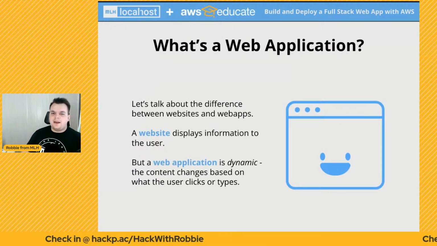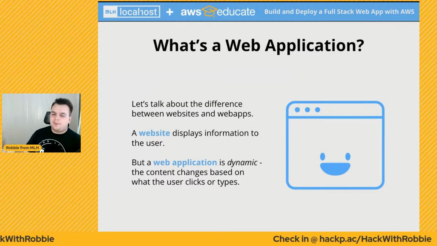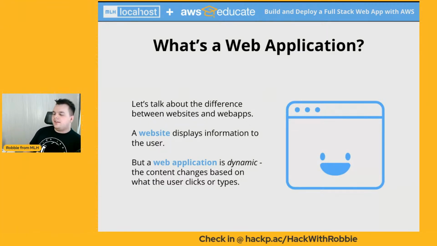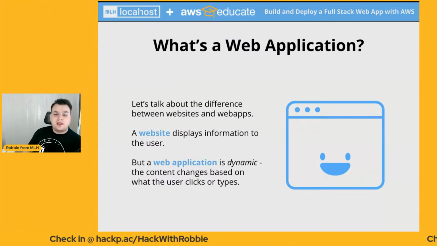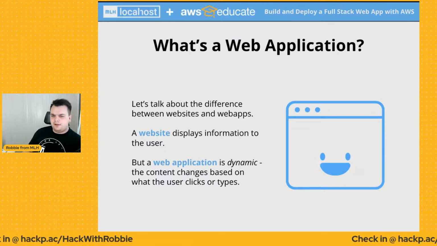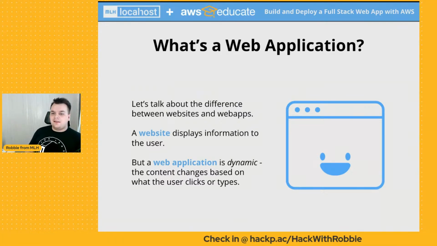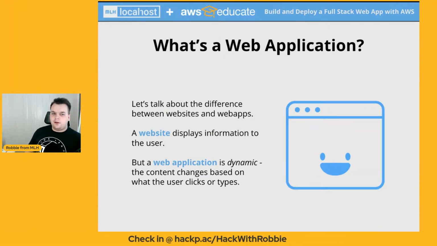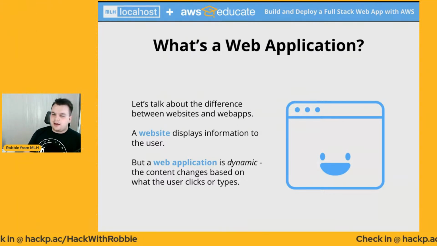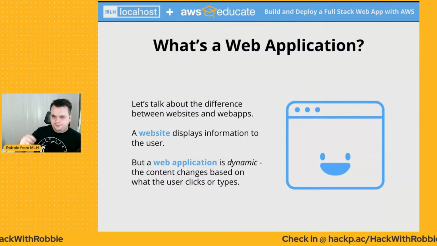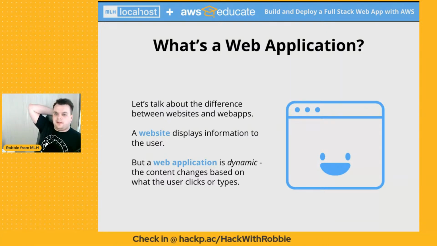So let's talk a bit about a web application. You've got websites and web apps. A website is the more traditional static site, and it just displays information to you. This might be Wikipedia, a great example of a website. You go on it, and it just shows you some static content. But a web application is dynamic. The content of the web page changes based on what the user clicks or types or how they interact with the page. In theory, most websites are web apps these days.